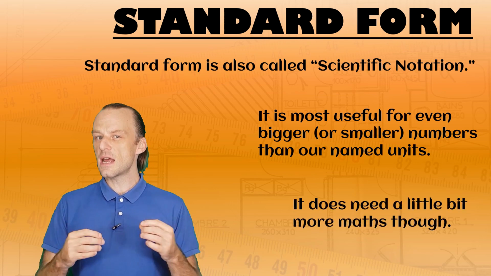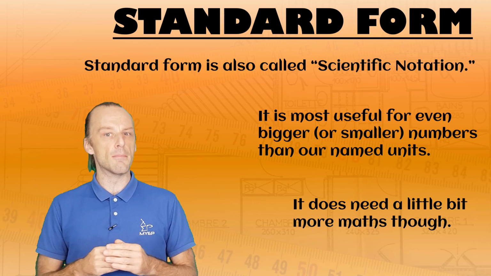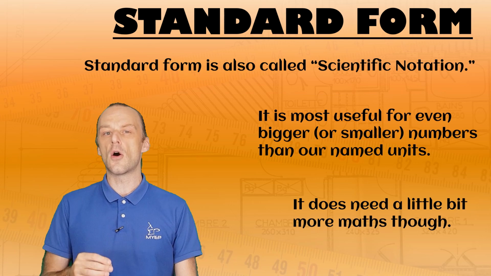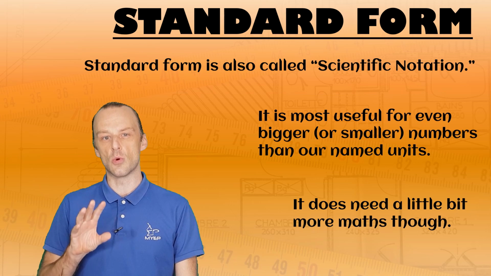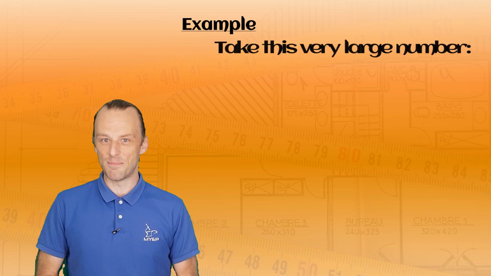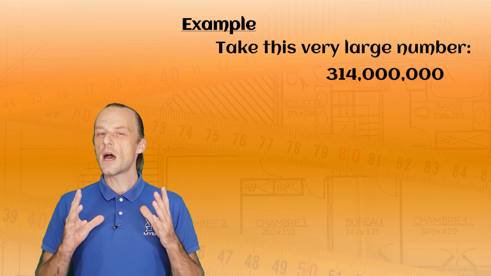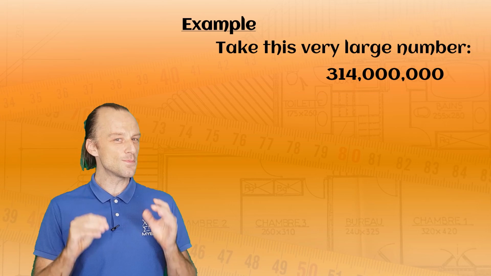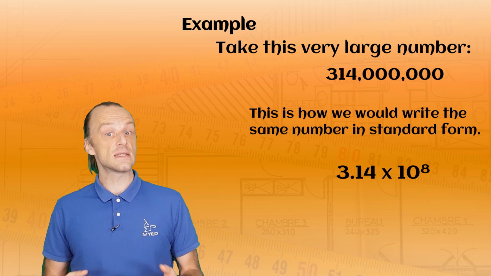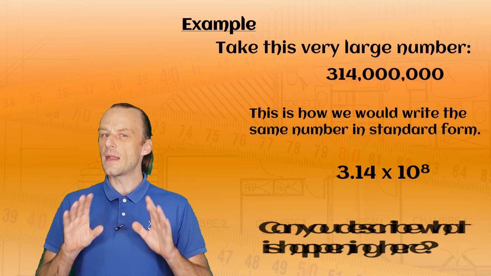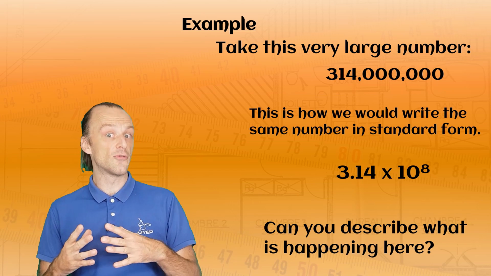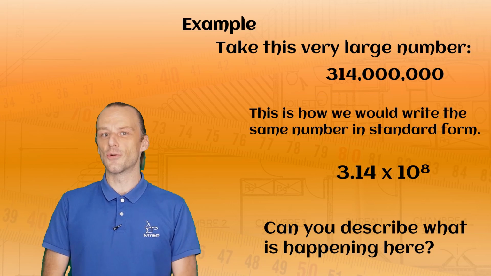To be good at standard form, you do need a little bit more maths, but understanding it will make you even clearer on how these orders of magnitude work together. Let's look at this example of a really big number. This is 314 million, which is pretty big. Now, here is how we would write the same number in standard form. Just stop and look at it for a minute. Can you describe what is happening to turn the normal form of the number into standard form?